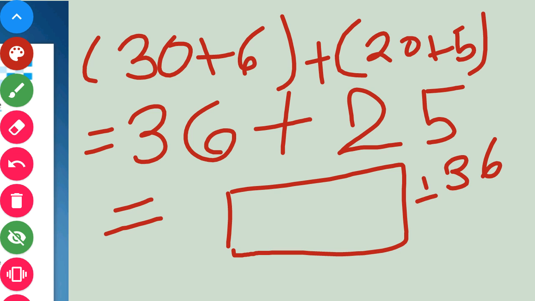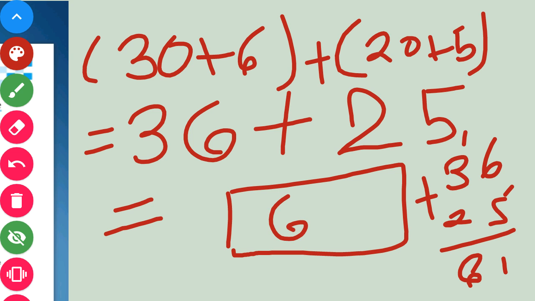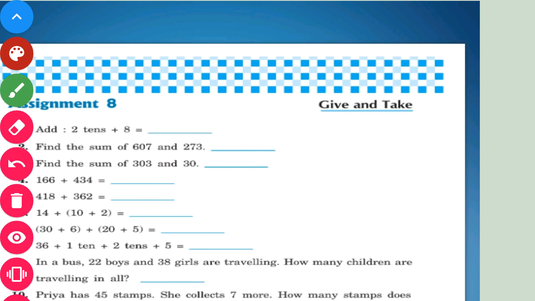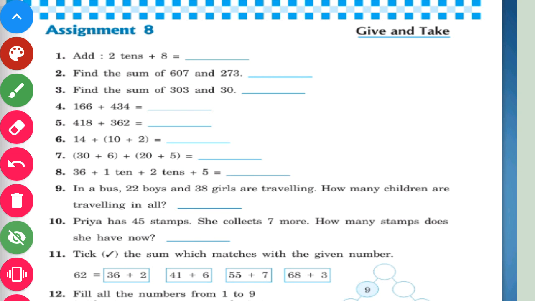36 plus 25. 6 plus 5, 11. Carry 1. 3 plus 2, 5, 1, 6. 61. So our answer will be 61. Okay, for question number 7, we are having 61.